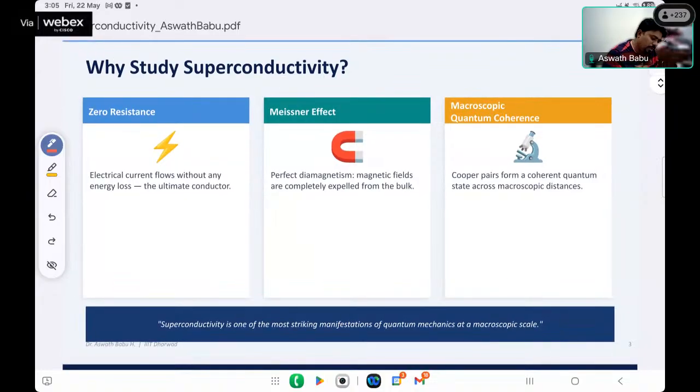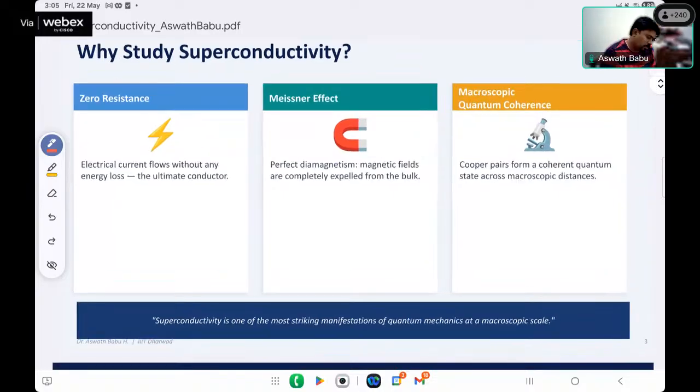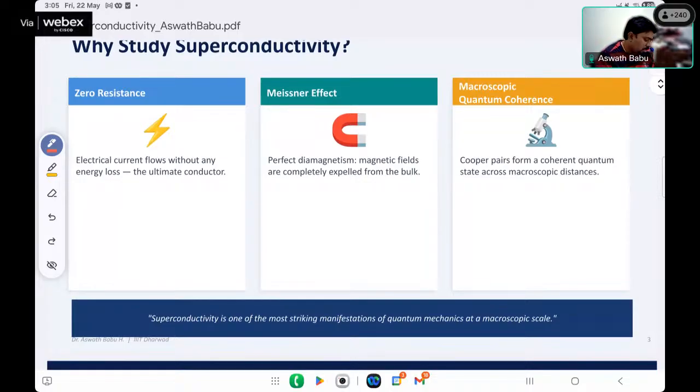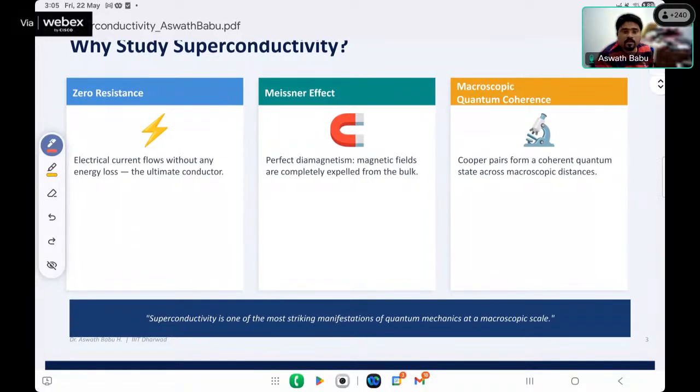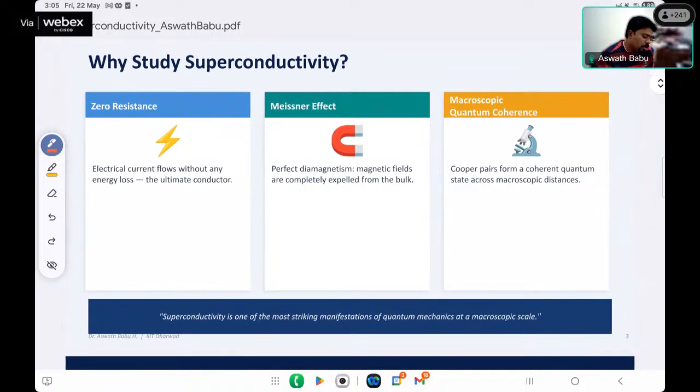As usual, we'll have some motivational question. Why do we study superconductivity? Okay, so here itself, first of all, what is superconductivity? Superconductivity means conductivity without any resistance. Means I'm going to have a conducting wire. Probably you have explored this by now, so we'll just have a revision. Electrical current flows without any energy loss, an ultimate conductor. Okay, everybody wants such a thing.